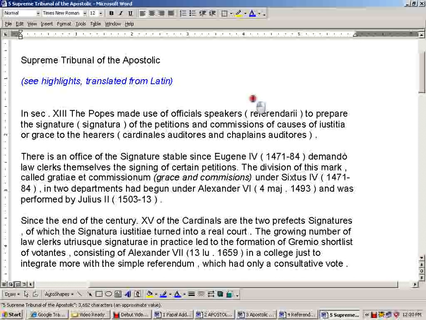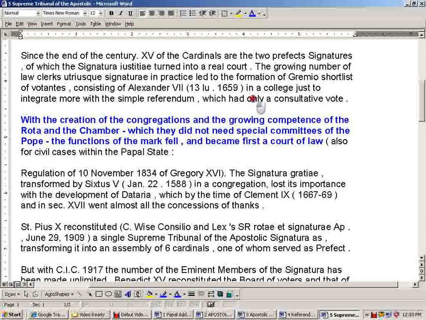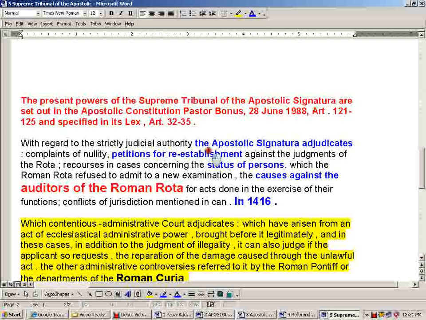Okay, this was translated from Latin into English, and it doesn't read so well, but there are just a few points I wanted to point out. With the creation of the congregations and the growing competence of the Rota and the Chamber, which did not need special committees of the Pope, the functions of the Signatura fell and it became first a court of law, also for civil cases within the papal states. The present powers of the Supreme Tribunal of the Apostolic Signatura are set out in the Apostolic Constitution Pastor Bonus of 28 June 1988. We'll look at those in a minute.